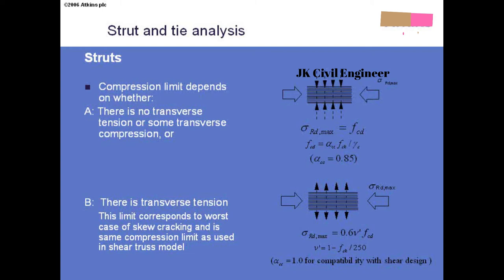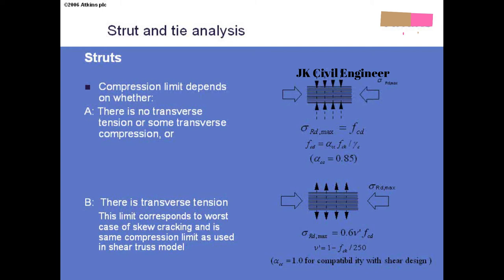When we're working out what VRD max is for a section, what we're effectively doing is checking crushing of the diagonal struts. And when we're checking crushing of those diagonal struts, we have to bear in mind that we have shear reinforcement passing through the struts, which are actually tending to rip the strut apart. So in actual fact, this strut limit here is the one that's used for the derivation of the shear truss model.